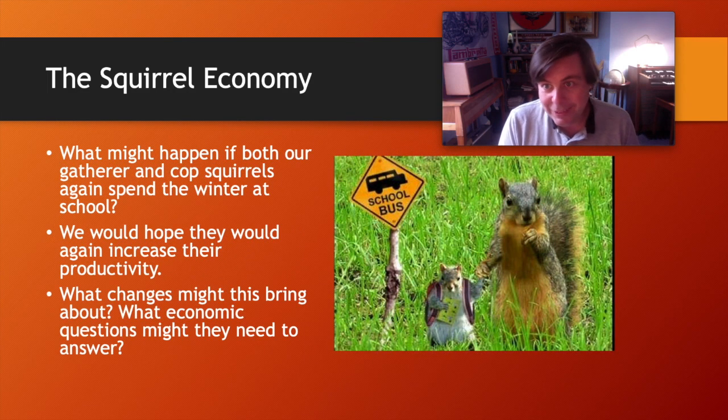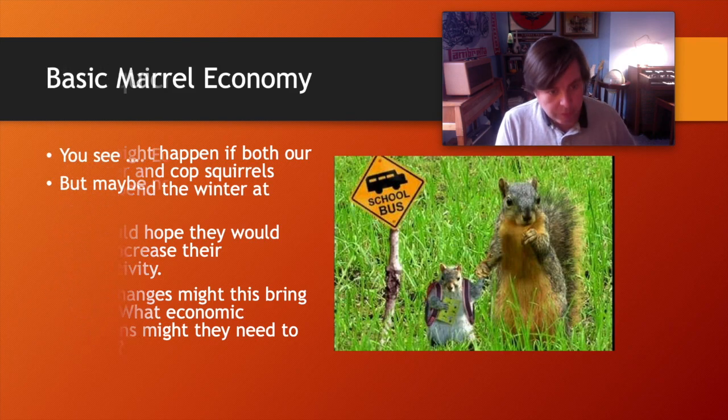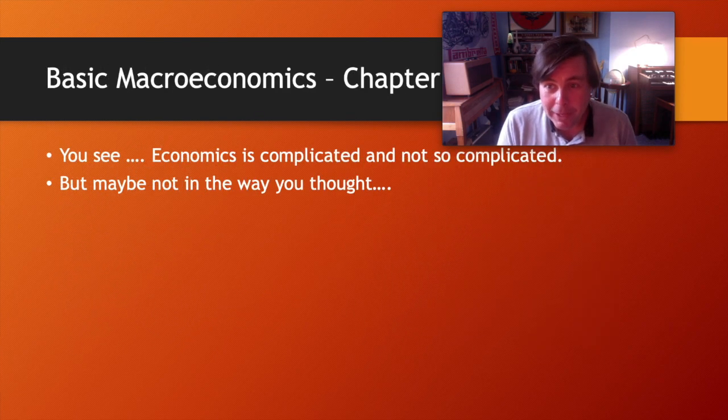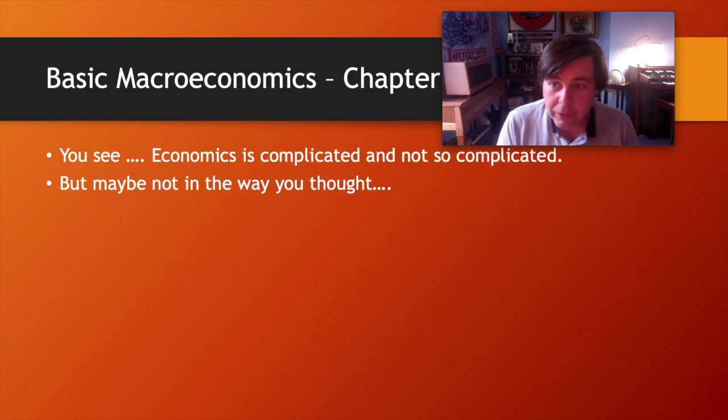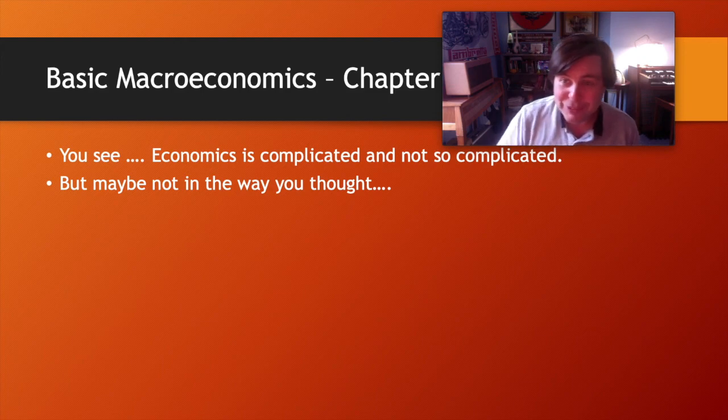So let's run this little story again. Let's say that both our squirrels now, our cop squirrel and our gatherer squirrel, again spend winter at school. So they're going to try to both boost their productivity. What do you think might happen? So cop squirrel maybe learns how to guard the nuts more effectively, can guard more, and maybe the gatherer squirrel learns how to create automated or mechanized nut gathering machines. So this just shakes the tree and all the nuts flow into a basket.